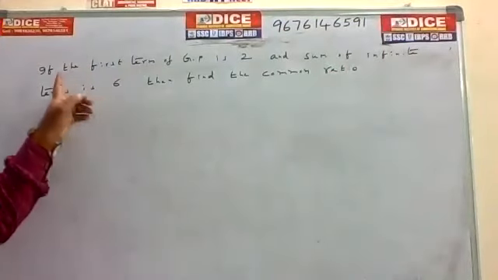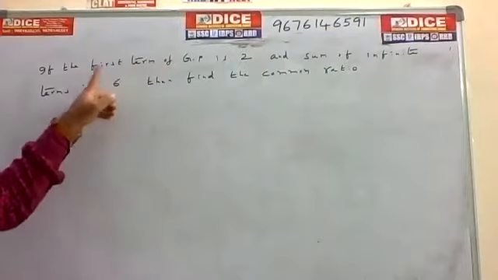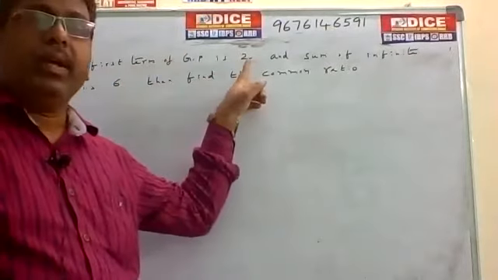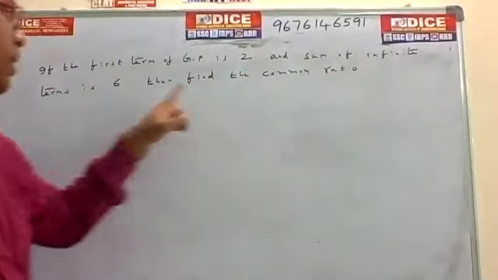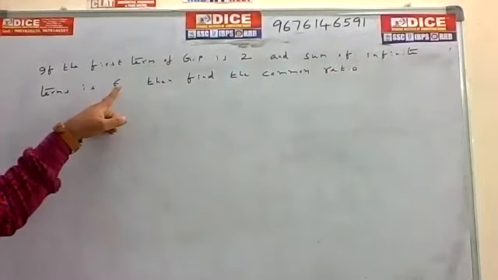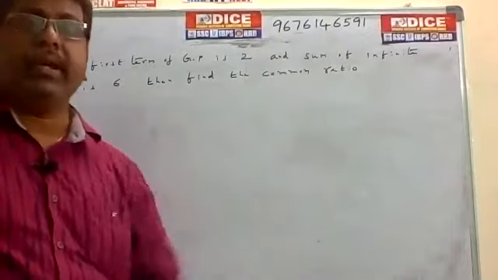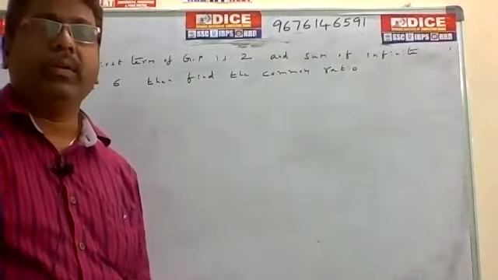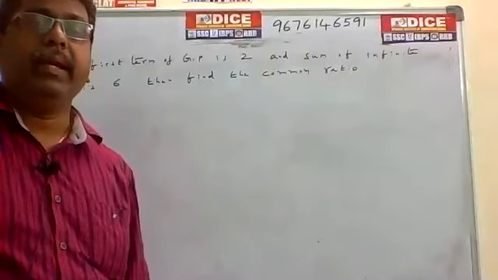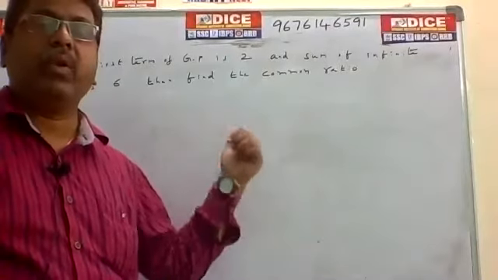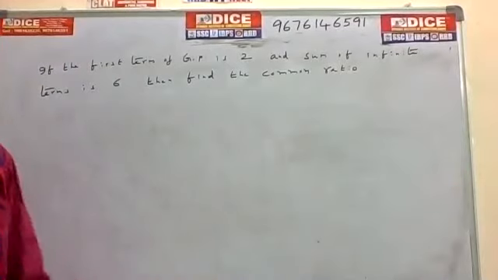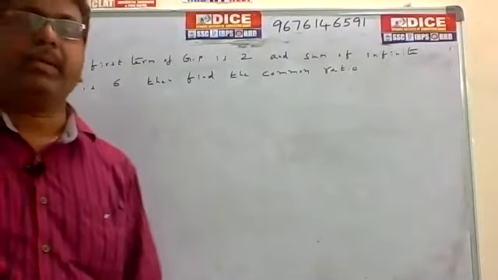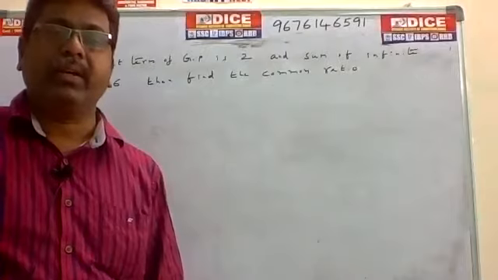Once again, see here. If the first term of a GP is 2 and the sum of infinite terms is 6, then find the common ratio, that is, find the R value. So you have to use the S infinity formula, S infinity is equal to a by 1 minus r, and from that you have to find r.